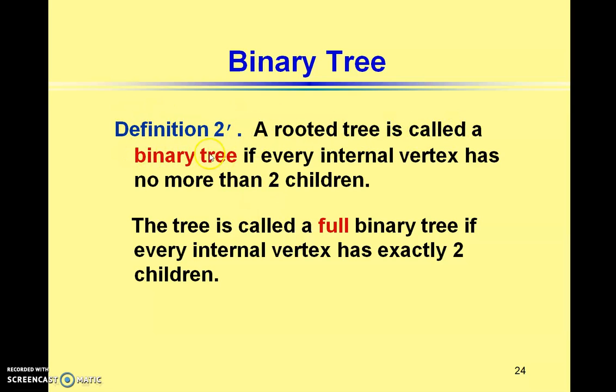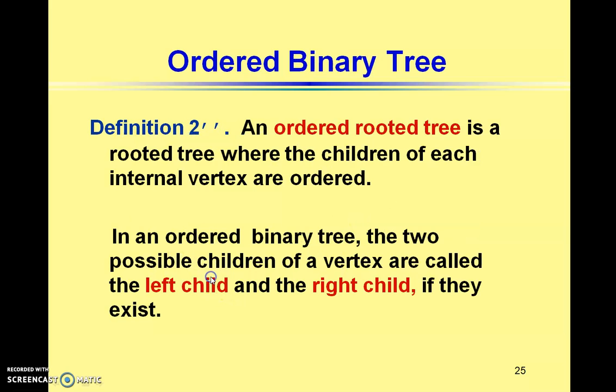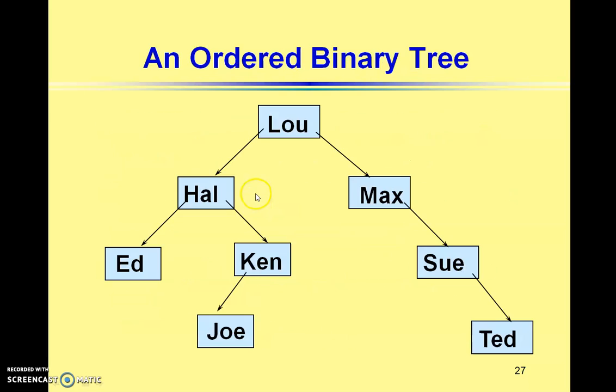A rooted tree is called a binary tree if every internal vertex has no more than 2 children. The tree is called a full binary tree if every internal vertex has exactly 2 children. An ordered rooted tree is a rooted tree where the children of each internal vertex are ordered. They can be in whatever order you'd like, smallest to the left, largest to the right. We'll talk about that a little more later. The 2 possible children of the vertex are called left child, right child, if they exist.